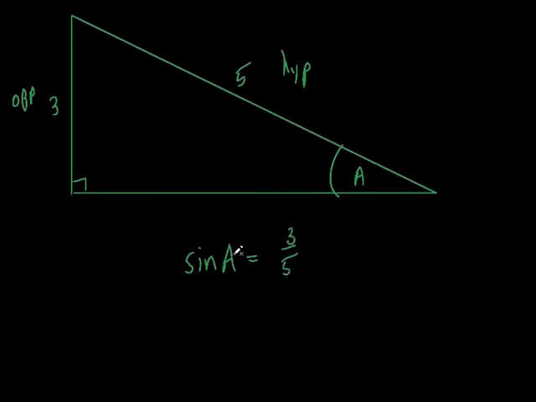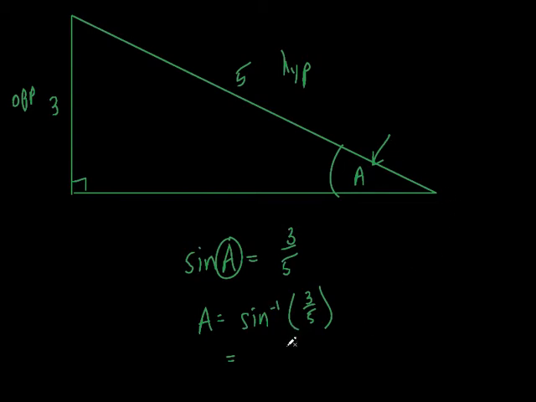Now, what do we do, though, to get A? We take the inverse of the sine. So we take the inverse of the sine of 3 over 5. You see that? Put that in your calculator and you should get that angle right there.